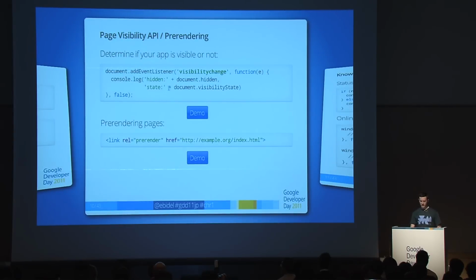And that's exactly where this page visibility state attribute comes into play. It will give you a string value: hidden, visible, or pre-render. So you can exactly tell what state your page is in when it's loading. And for pre-rendering, document.visibilityState would be in the pre-render mode.